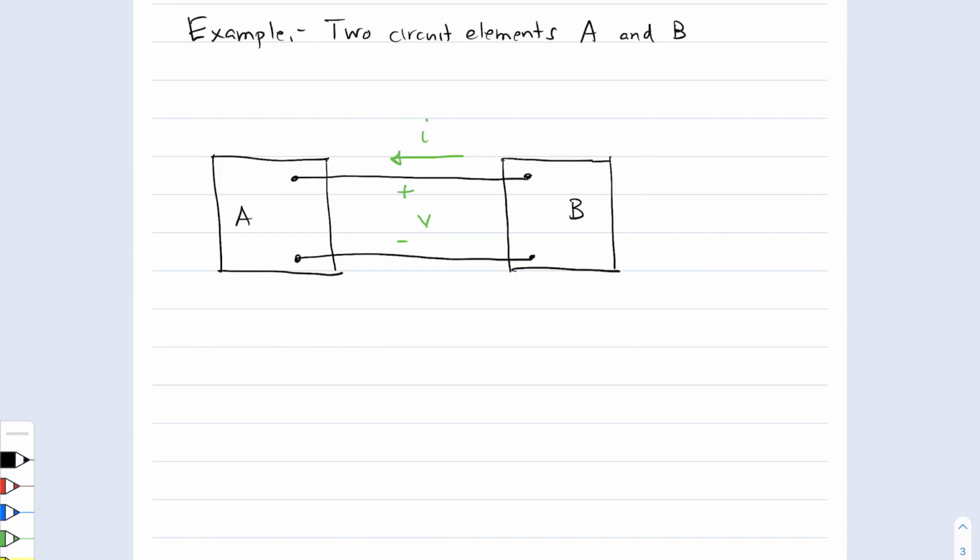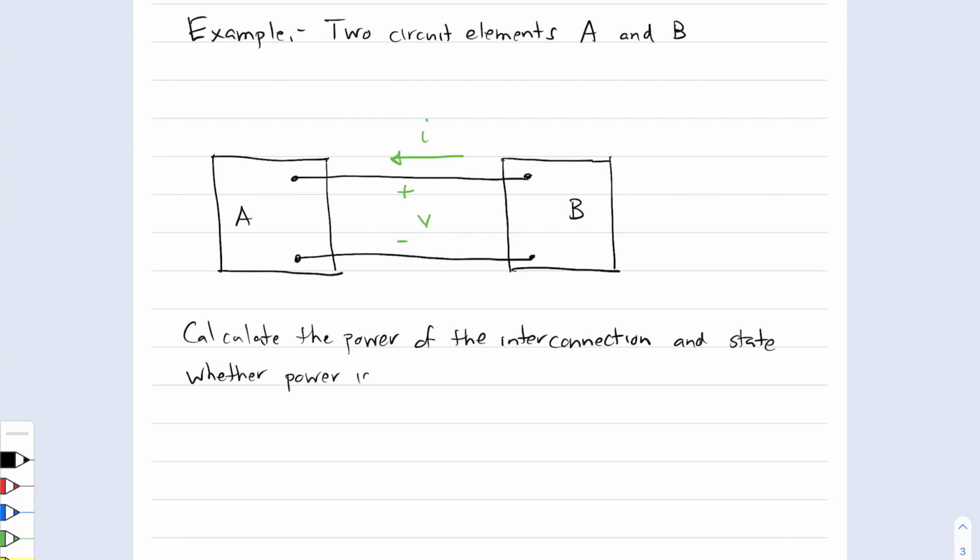And the question is to calculate the power of the interconnection and state whether power is flowing from A to B or vice versa.